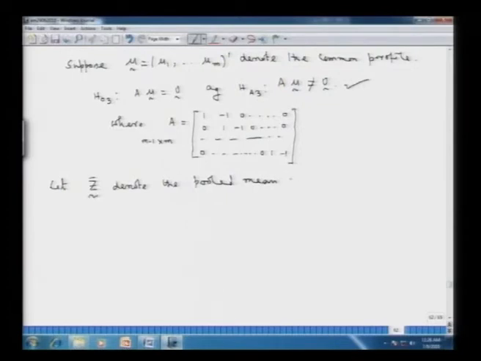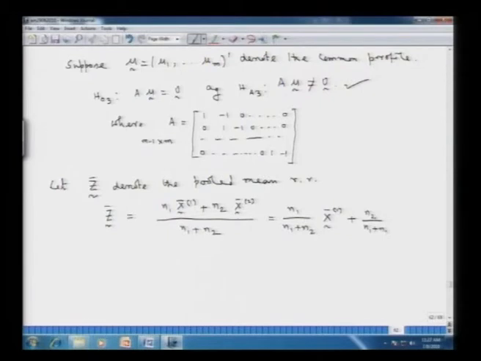Now, let z bar denote the pooled mean random vector, where this z bar is given by n1 times x1 bar plus n2 times x2 bar. So, this is going to give us the sum of all the observations, divided by n1 plus n2, right. Now, note that this is just n1 by n1 plus n2 times x1 bar, which is having a multivariate normal distribution, plus n2 by n1 plus n2 times x2 bar, which is also having a multivariate normal distribution.